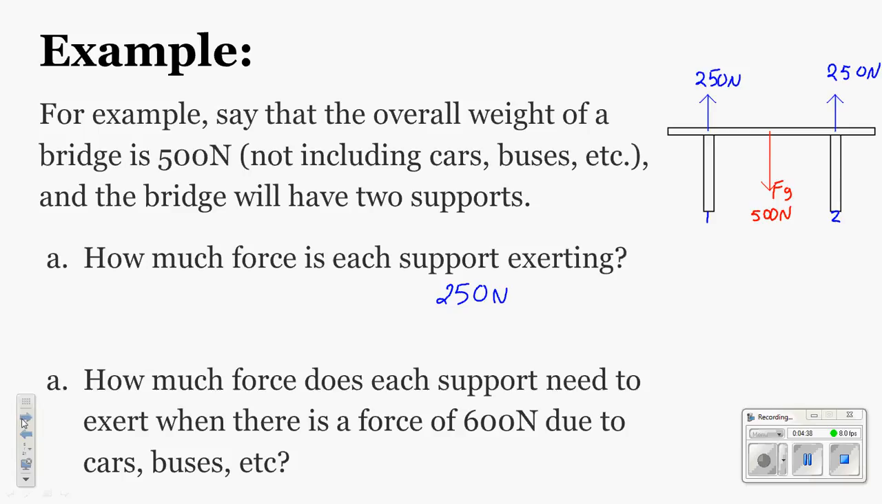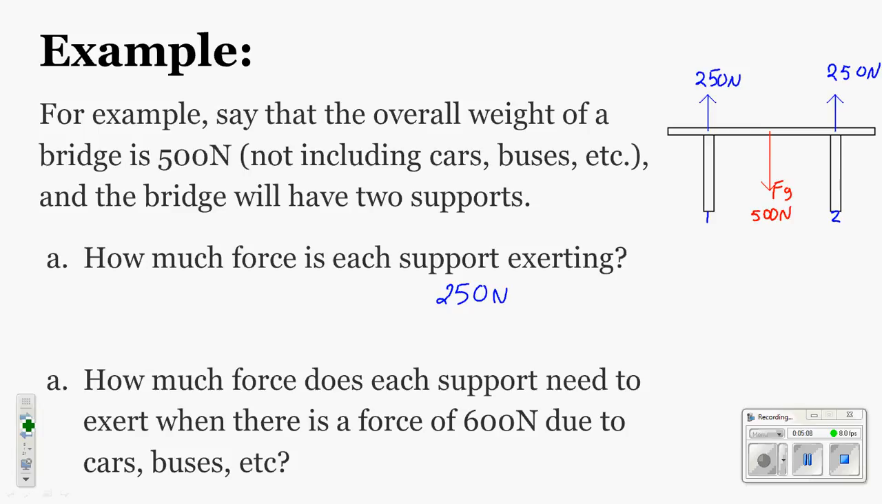Then B says how much force does each support need to exert when there is a force of 600 newtons due to cars, buses, and etc. So we have an additional force that's going to be pushing down on this bridge, and we have to account for that, just like the chair designer had to account for all the different masses of the different types of people that would sit on the stool that you're sitting on.